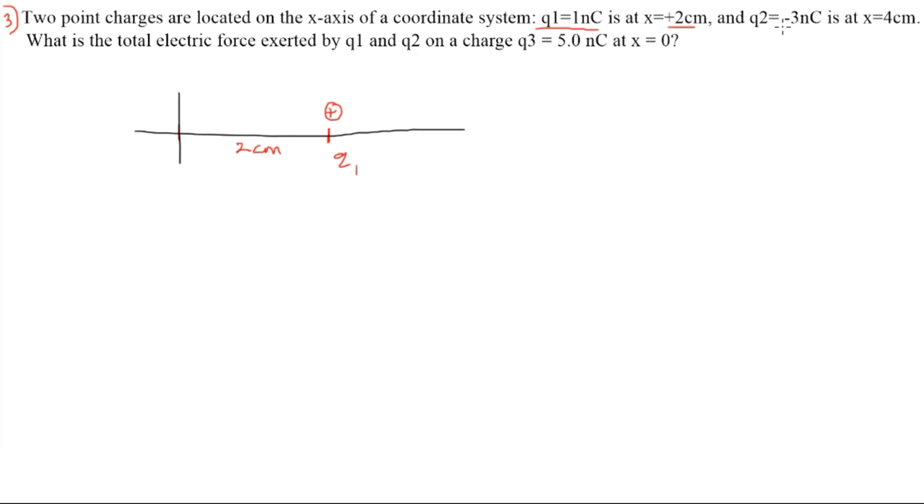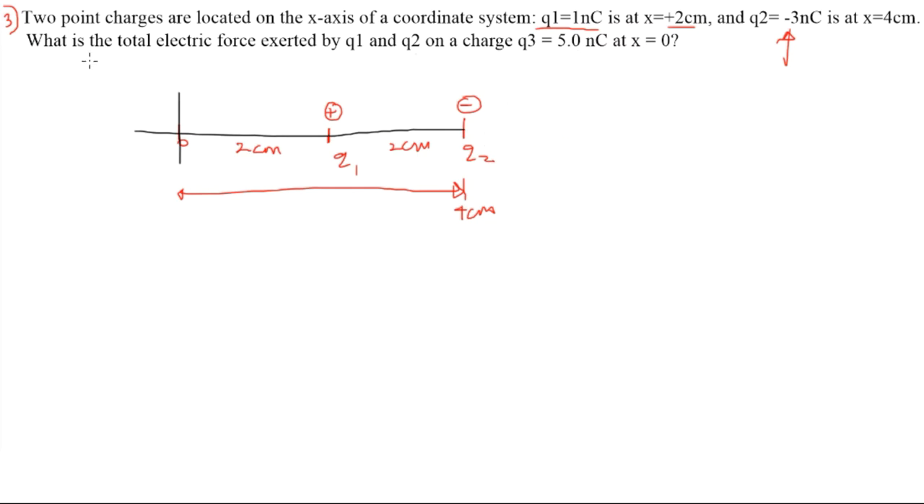And then we have q2, which is negatively charged at x equal to 4 centimeter. So that means from this point to this point is 2, then this should be 2 as well, so that from this point to this point will be 4 centimeter. So I just need to have Q2 right here, and Q2 is negatively charged. It's negatively charged because I can see the sign right here.